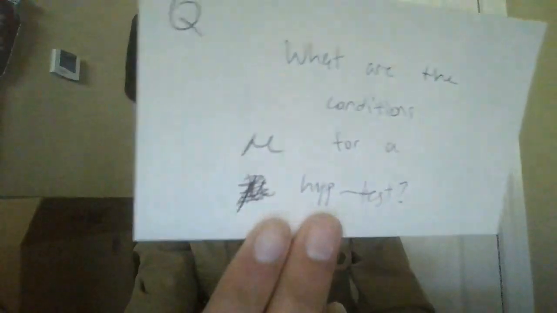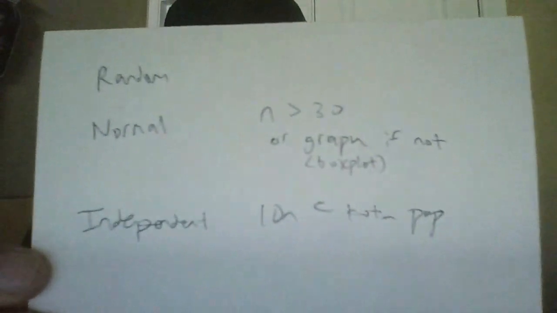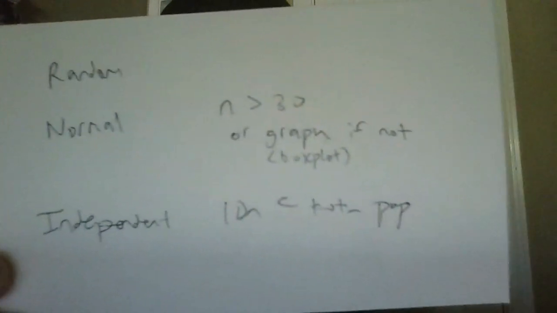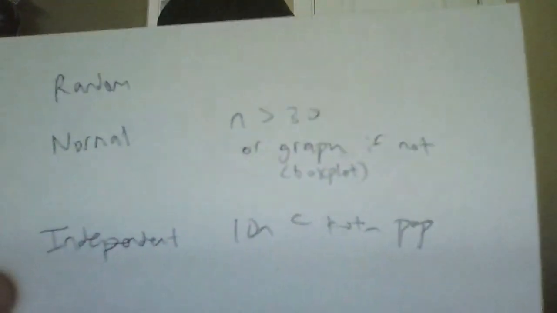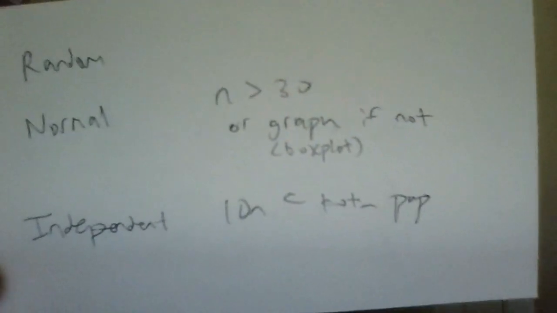Now for if it was a mean hypothesis test, it's pretty much the same thing. Actually, it's the exact same thing except for the normal condition. The sample size just has to be greater than 30. That's from the central limit theorem. You don't have to say that, but that's what it is. But if it's not, you need to graph a box plot, and I'll tell you how to do that in a minute. And you would just have to see if the box plot looks like it's normal. Here's a little thing about these conditions.